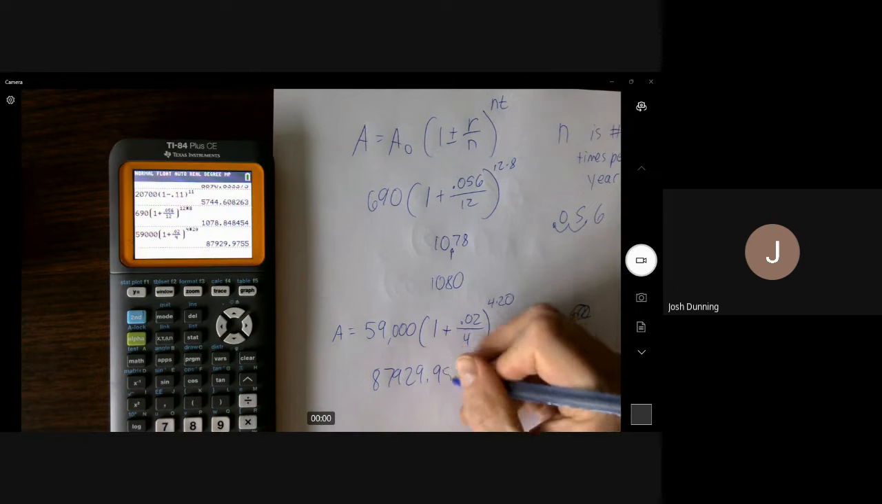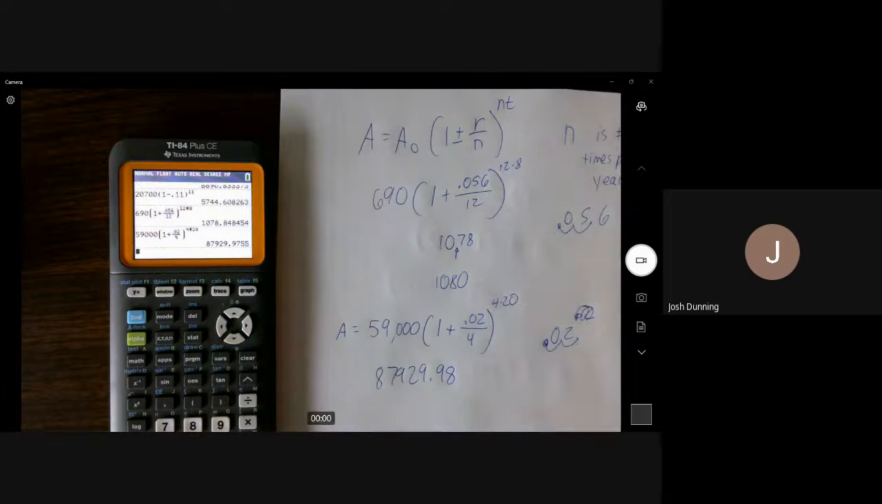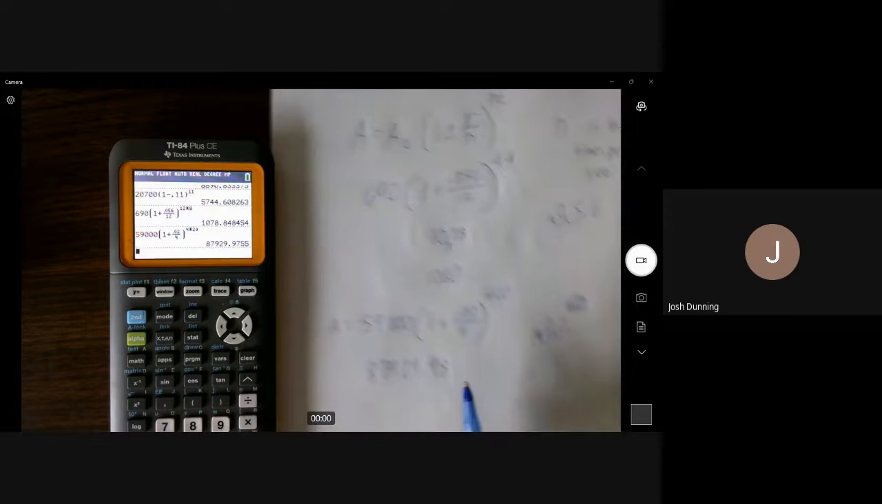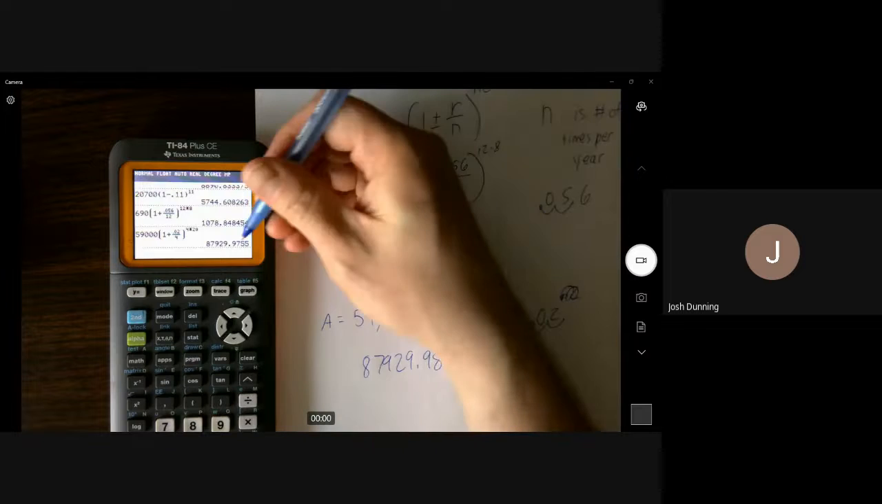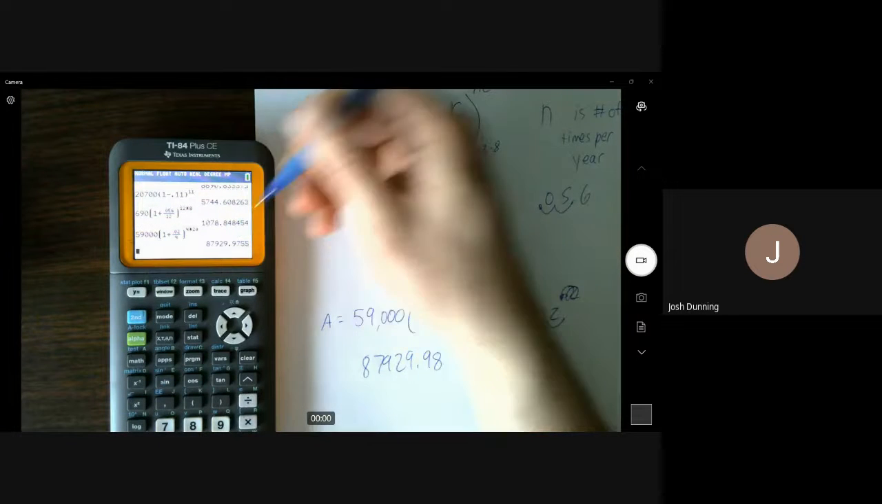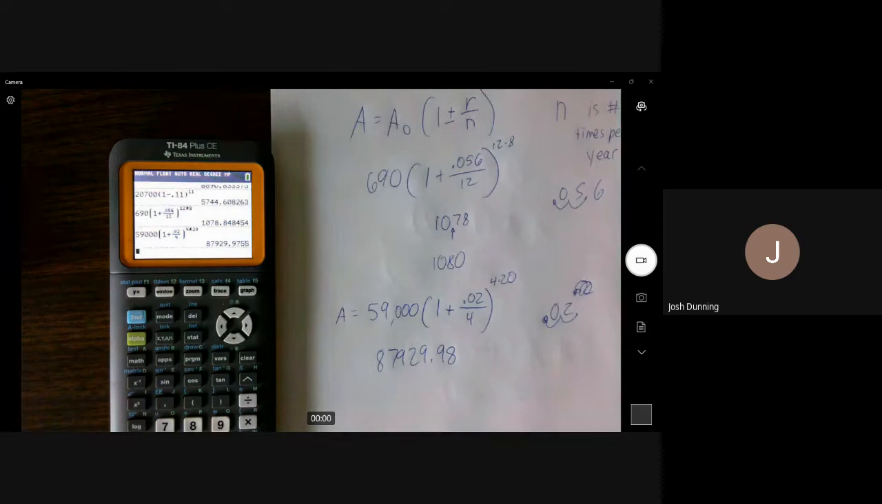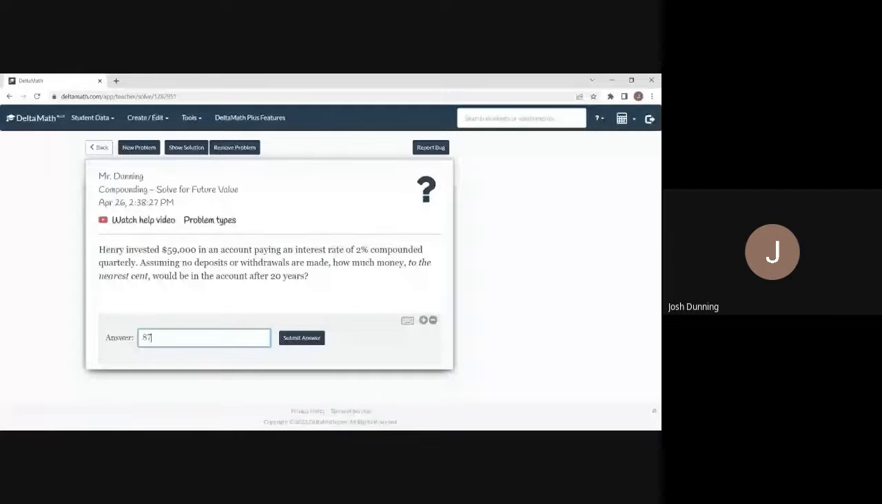$87,929.90. Bump that 7 up to 8 because of the 5. Now, it's not because of the 7. Some people are still doing that wrong. And you don't round it here at the 9. Nearest cent, that's right there. So you look at the next number, but you bump the 7 up. It's $87,929.98.